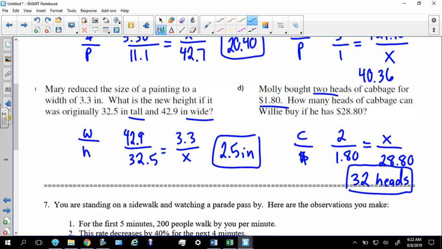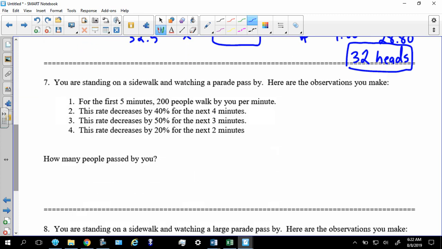All right, now question number 7, this is where things get a little tricky because we're talking about a parade now. And we talked about this yesterday, and some folks were getting confused. All right, so first off, you have a parade that has basically four parts to it, four phases. So in the very first part, it lasts for 5 minutes, and 200 people are walking by you per minute. So how many people walk by you in 5 minutes?